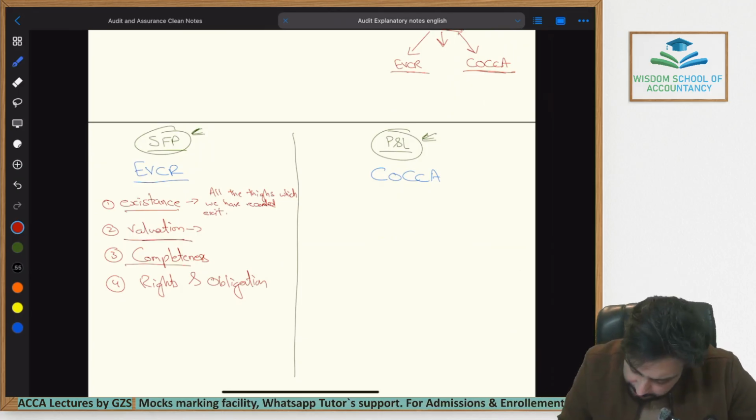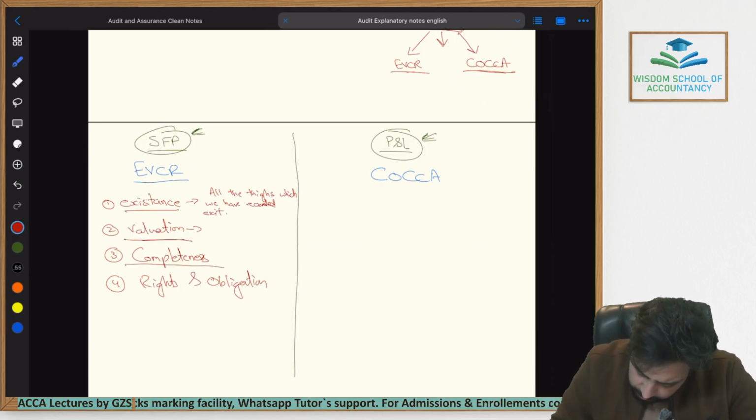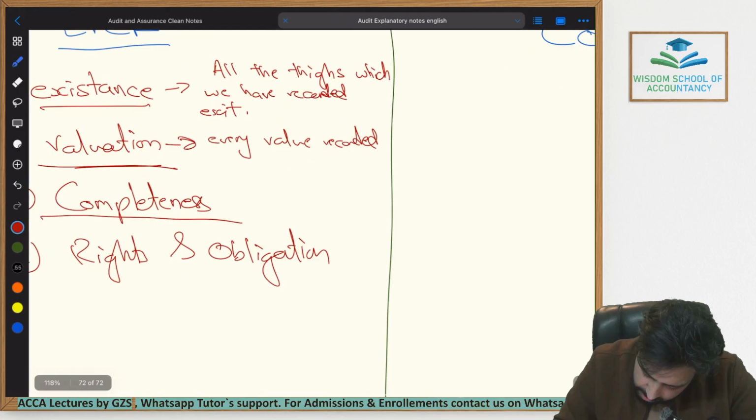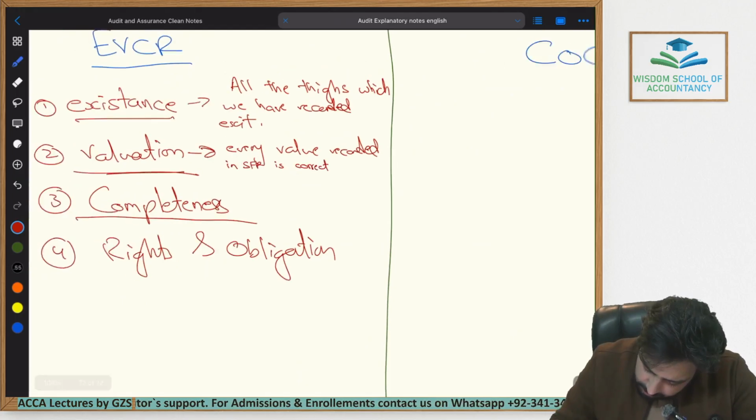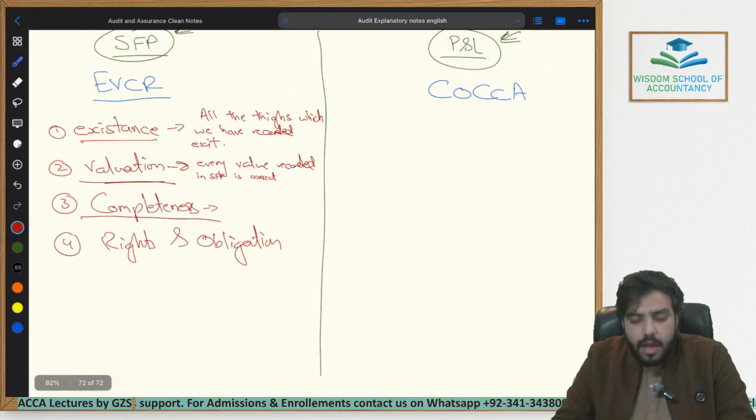The next one, completeness. Let's write down about valuation as well. Every value recorded in the statement of financial position is correct. The third one, completeness.